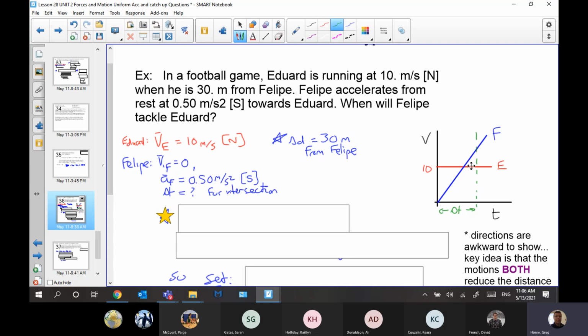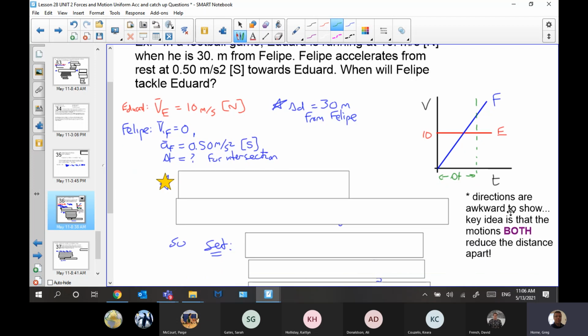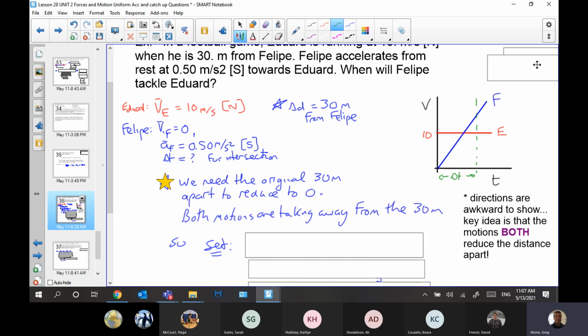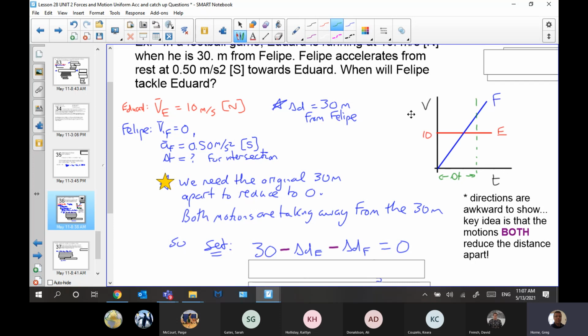And one of these is north and one's south, and so the directions are kind of hard to show on the graph. So I'm probably not typically going to draw the graph, right? The key idea is to know that they're both reducing the distance, and that's the key here. So the original distance apart to be reduced to 0, that's what we need. So both motions are taking away from 30 meters. So we're setting 30 take away the distance or displacement Edward has, take away the displacement Philippe has, and saying that needs to be 0 for them to catch up.